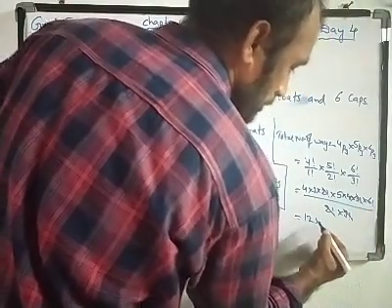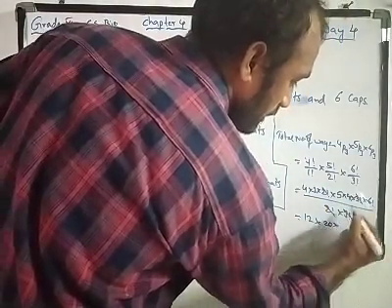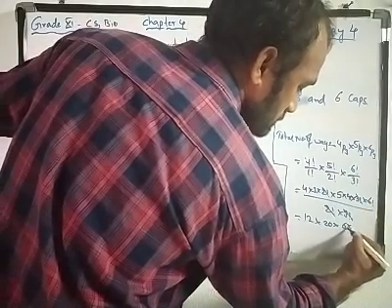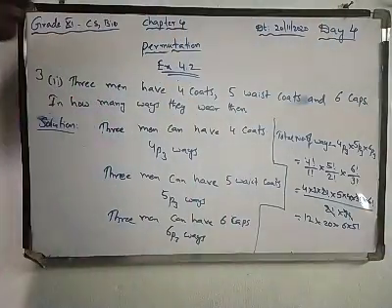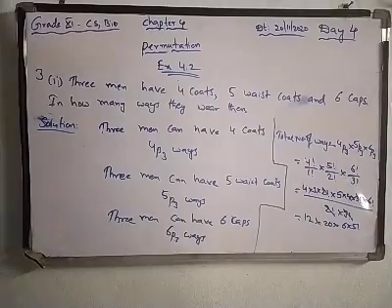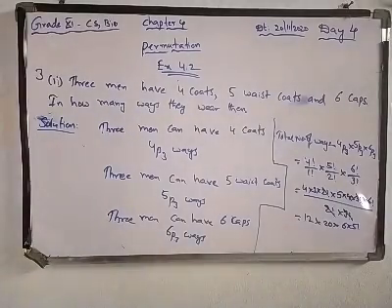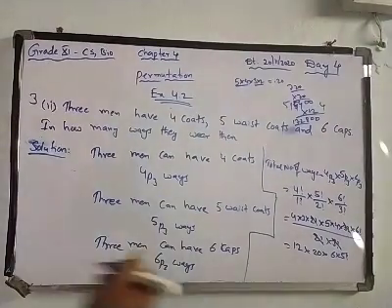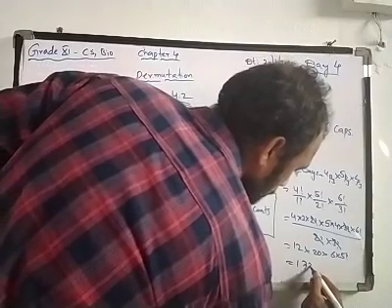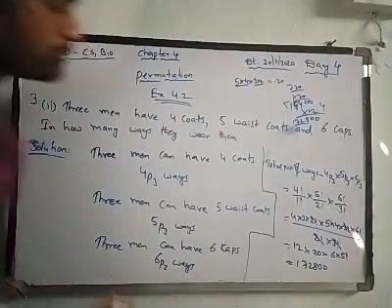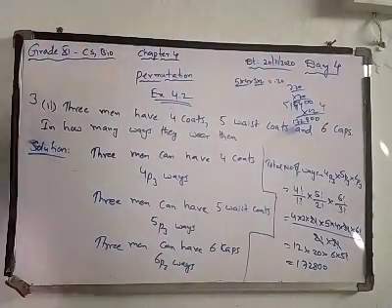So the answer is 12. Here it is 20 and 6 factorial, 6 into 5 factorial. So if we do total multiplication of that answer, we are going to get it as 2800.